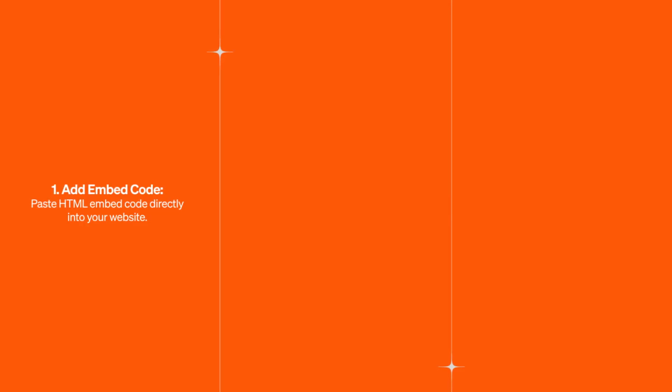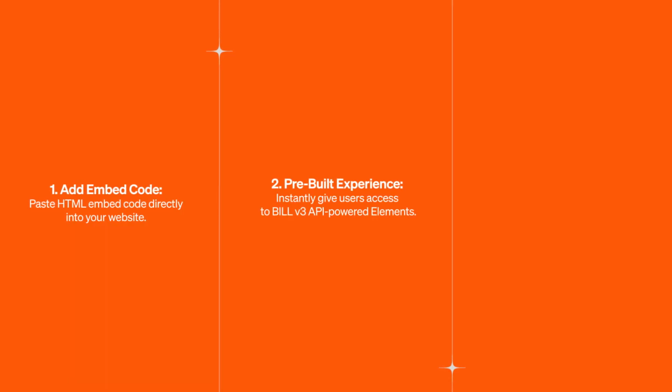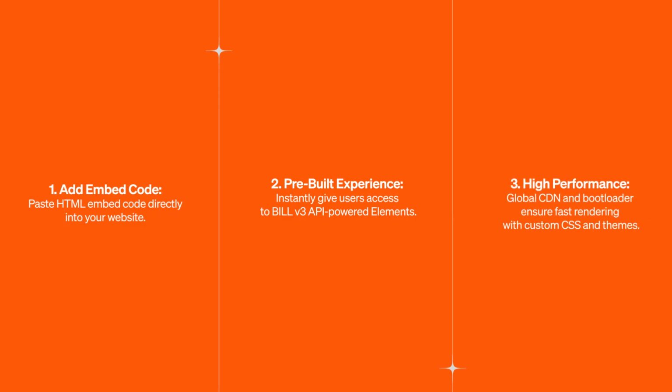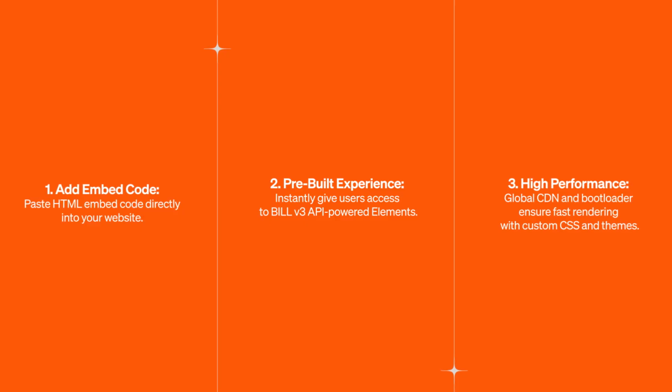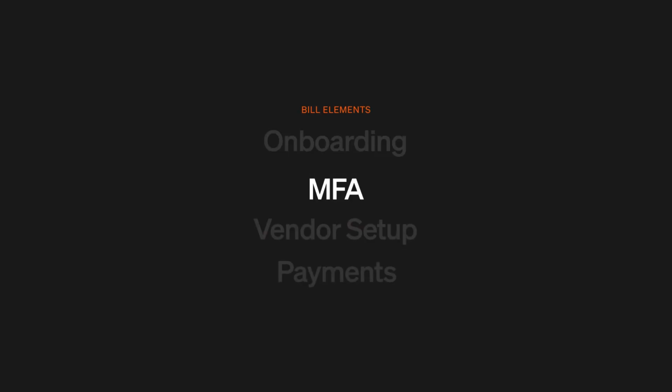You simply add preset integration code in your web page's HTML, and the Bill elements become a part of your web page. This enables your users to interact with our element experience that is pre-built with Bill's v3 APIs. The Content Delivery Network service is equipped to provide the required assets for a high-performance element experience, and our bootloader module will help render and display Bill's elements on your web page with specified CSS style and themes. We have a list of Bill elements that include onboarding, MFA, vendor setup, and payments.